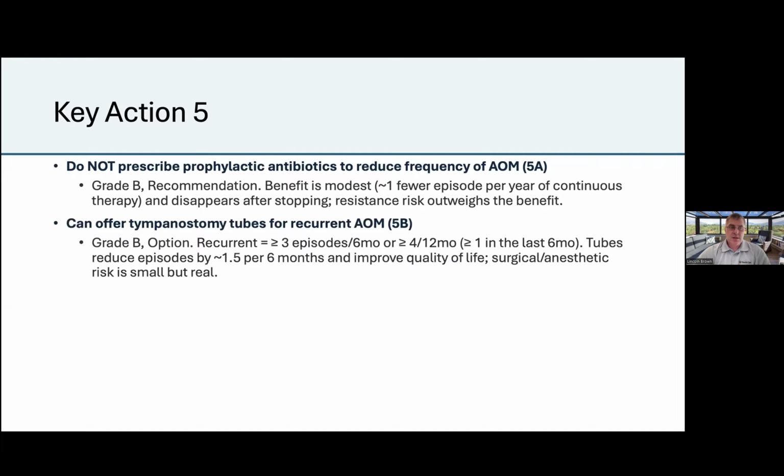Their recommendation: you can offer tubes. In the proper patient, tubes can have significant improvement in quality of life. However, they do also carry surgical and anesthetic risks, and they also carry a moderate risk of long-term structural changes to the TM. So not the perfect solution, but an option.